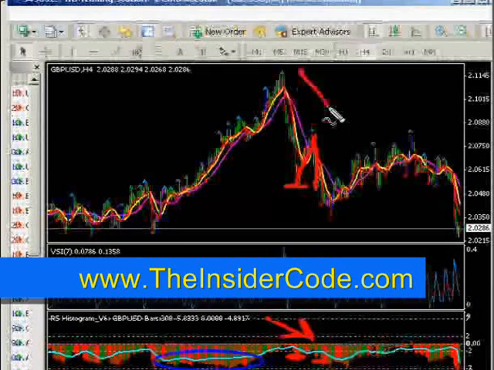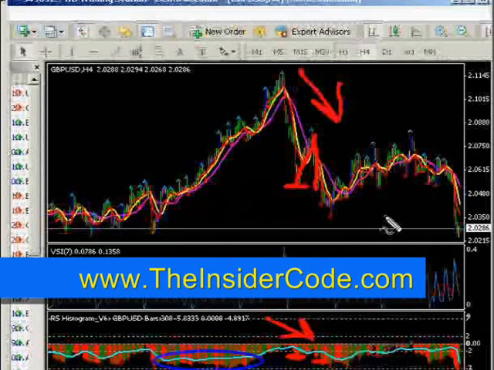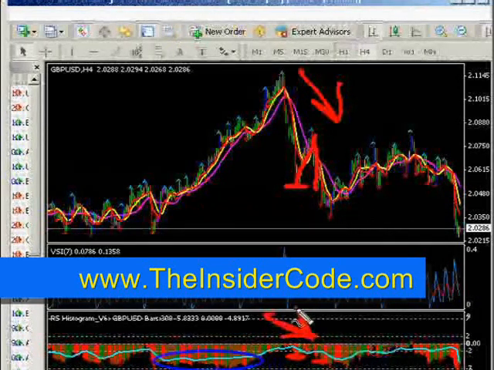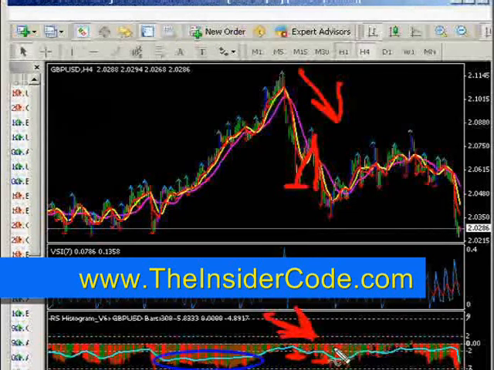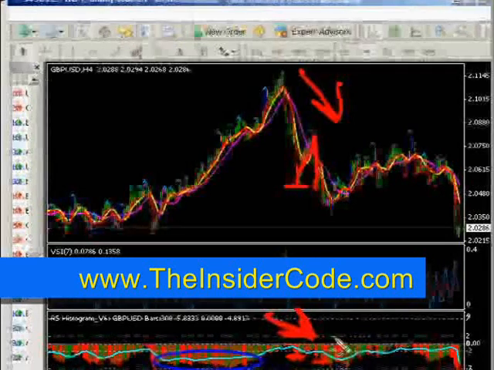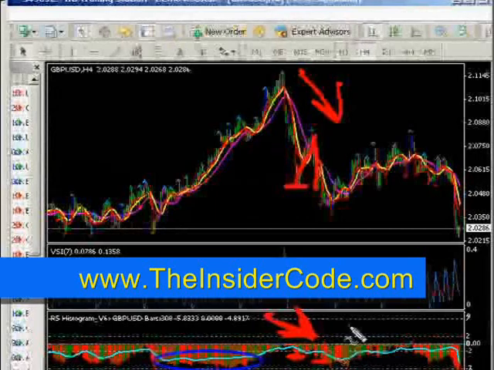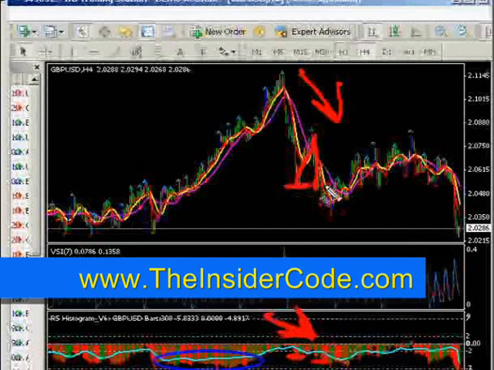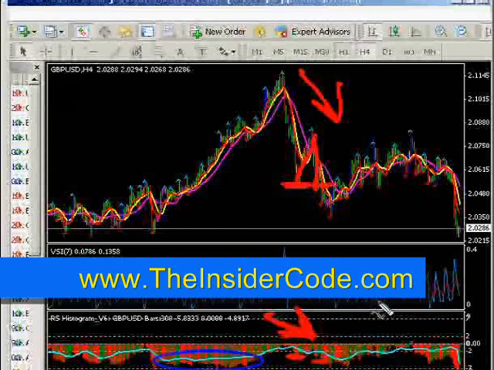If the US dollar British pound is weak and the histogram is pushing down, that's indicating to you that overall the pound is weak, which means they're selling pounds, which means that it's likely to break through this low.